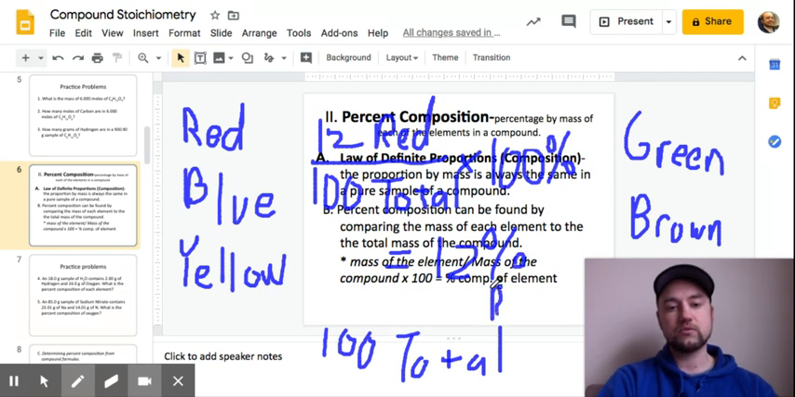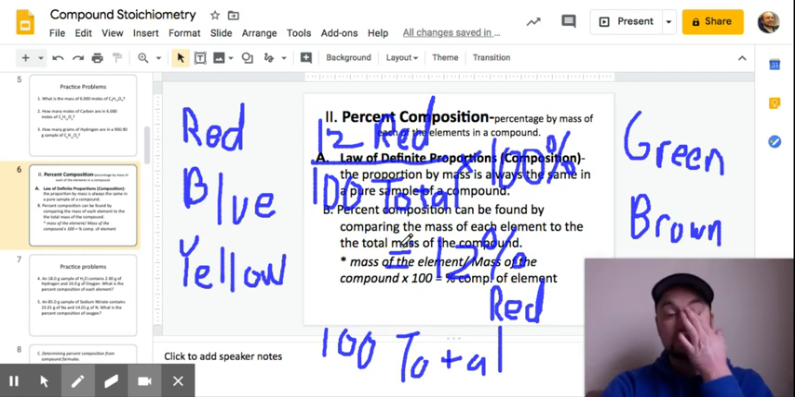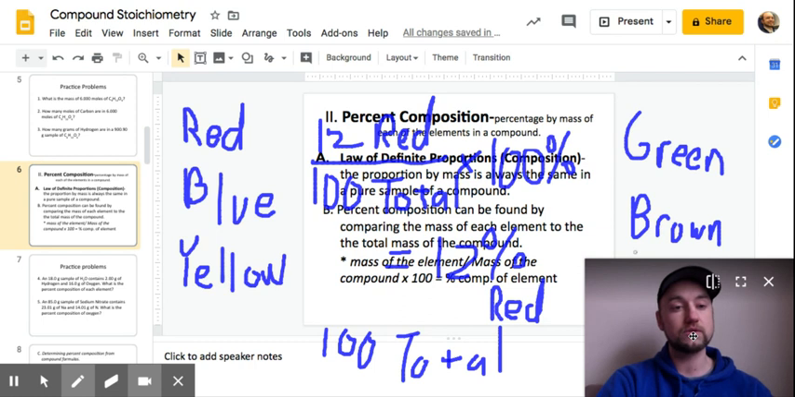Now, there's a lot more to it than just that, but that's the opening. Let's say you have all these different parts of a bag of M&Ms, you have 100 total, 12 red divided by 100 total times 100% gives you 12% red M&Ms. And that's the gist of what percent composition is. So that's the intro to what's going on here.